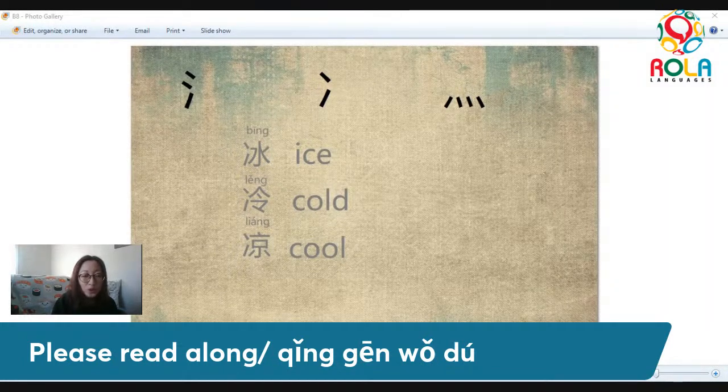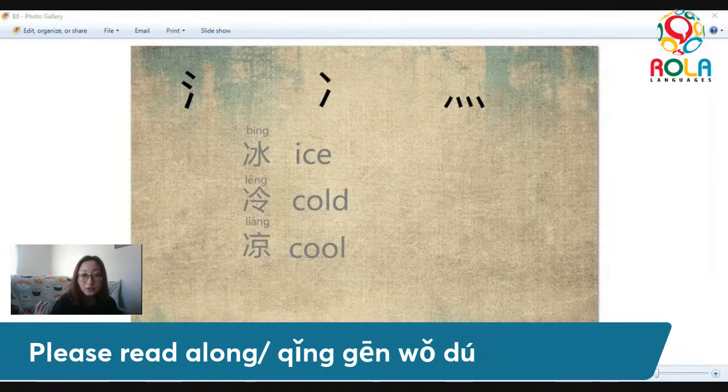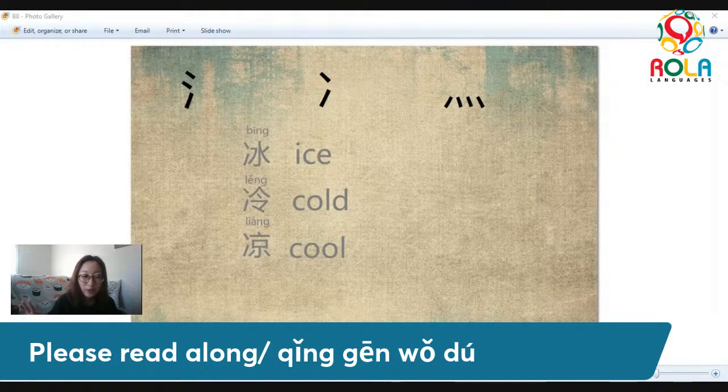I probably should have put a little footnote saying this cool means only cool in temperature. In temperature. For example, we can say 秋天很凉,很凉. In fall, which is my favorite season, by the way, winter is by far not treating me so well. Cool. So 凉 means temperature wise, it is cool.